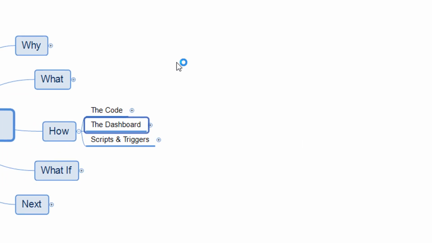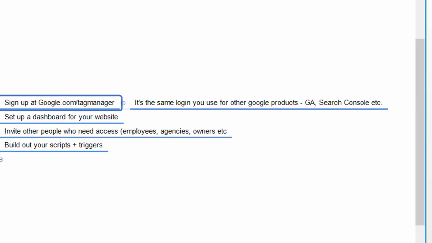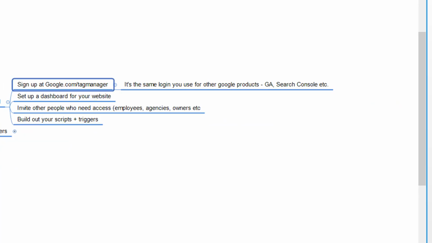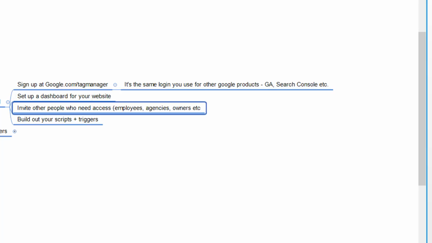Okay, so let's talk about the dashboard. If you want to get a Google Tag Manager account, you would just go to google.com/tagmanager. And as I was saying earlier, it's the same login that you would use for your other Google products, assuming that you've already signed up for Gmail or something like that. And then you can set up a dashboard for your website. So you basically put in what the URL is, you give it a name, and then you're pretty much good to go from there.